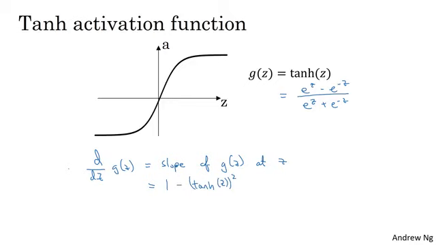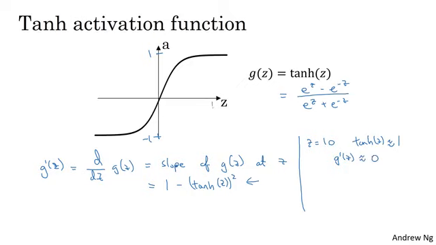And using the shorthand we had previously, we're going to call this g prime of z again. So if you want, you can sanity check that this formula makes sense. For example, if z is equal to 10, tanh of z will be very close to 1. This goes from plus 1 to minus 1. And then g prime of z, according to this formula, will be about 1 minus 1 squared. So the derivative will be close to 0.